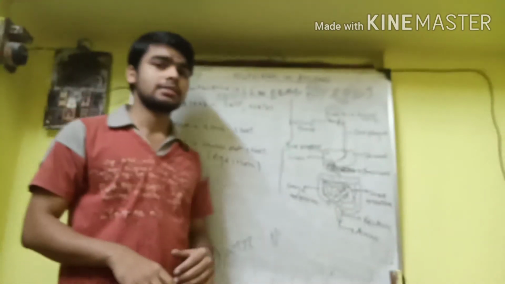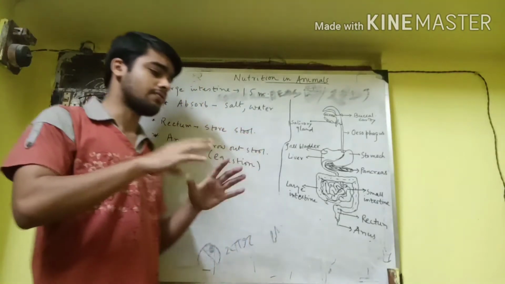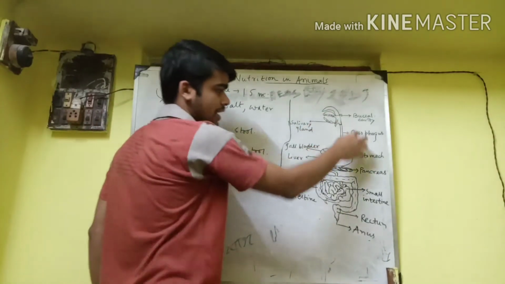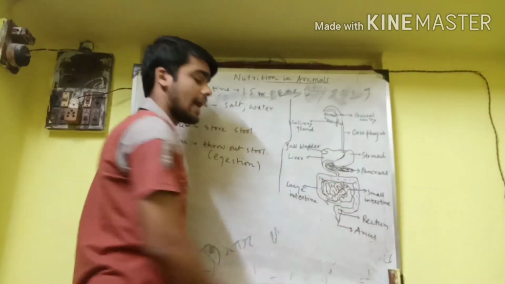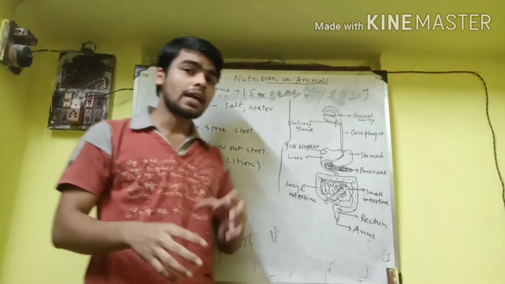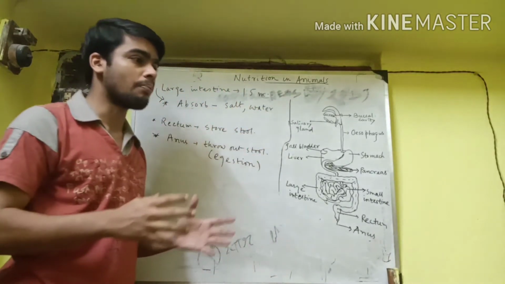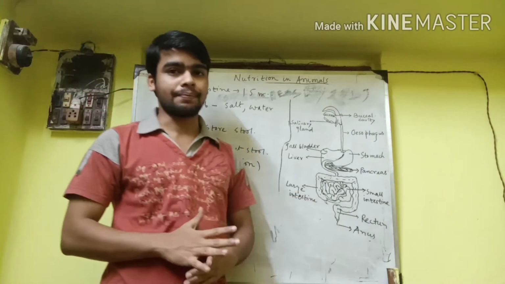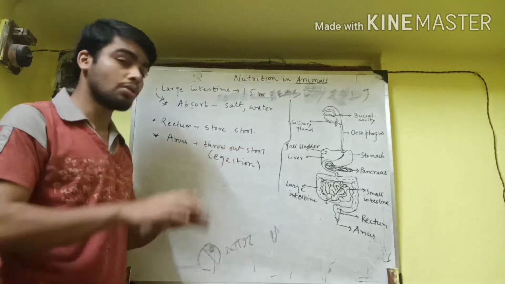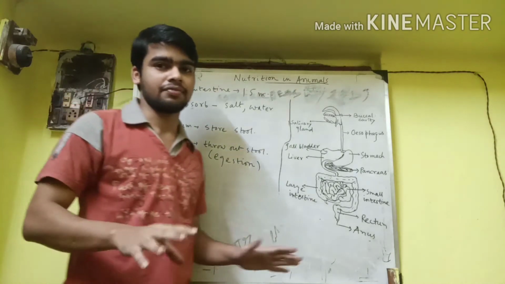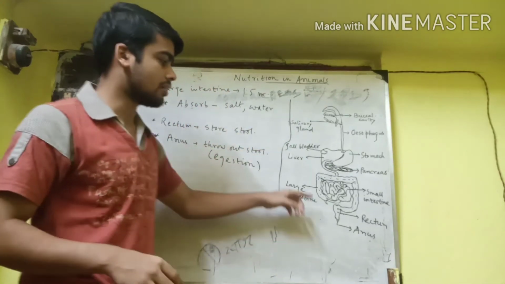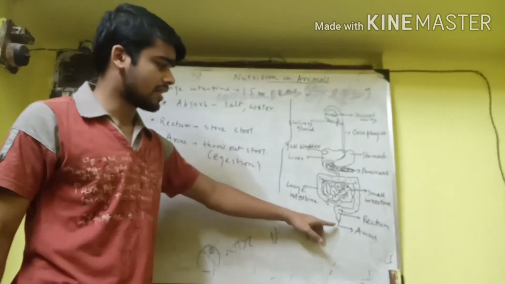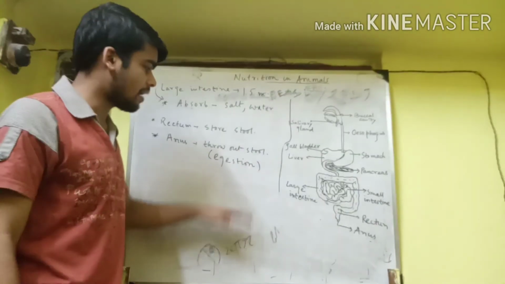So you can see that the food we eat goes to various parts of our body part by part, and the total nutrients of the food materials are ultimately absorbed by our body. This is the main function of our digestive system. Nothing is left after the ingestion. What is ingestion?